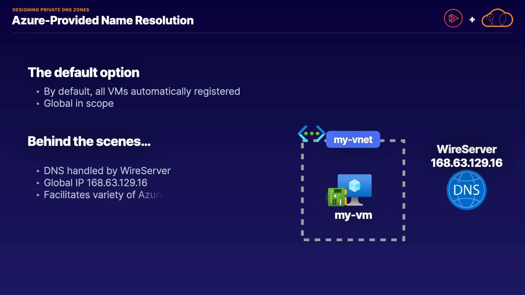In our specific example of default name resolution, whenever we create a virtual machine, that virtual machine will automatically register its DNS name with that 168.63.129.16 globally available IP address, and that IP address handles default name resolution for all resources on Azure that are not using the private DNS or other custom options.